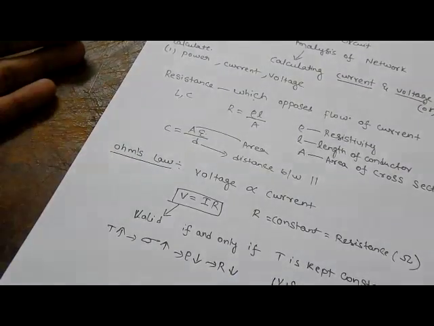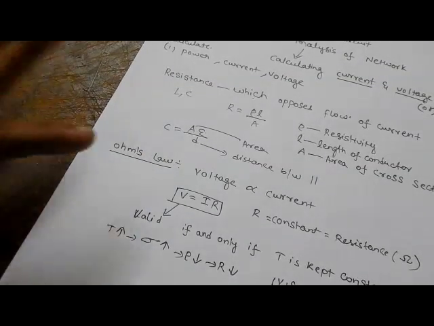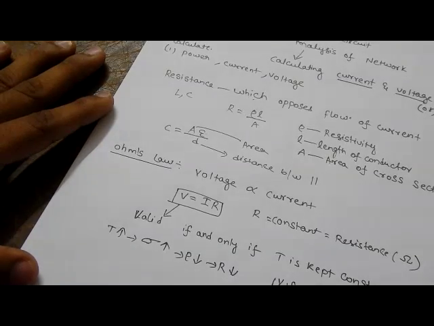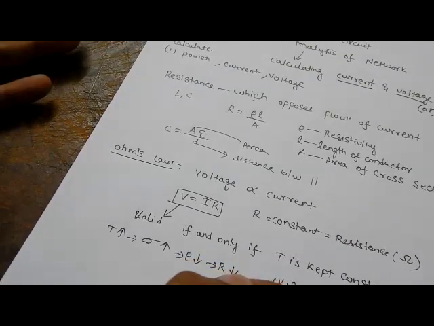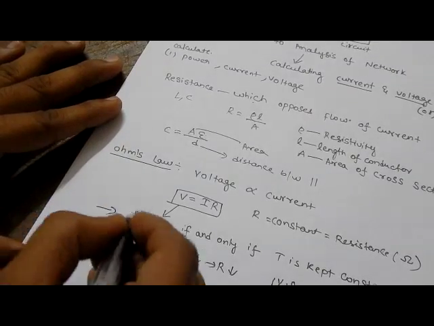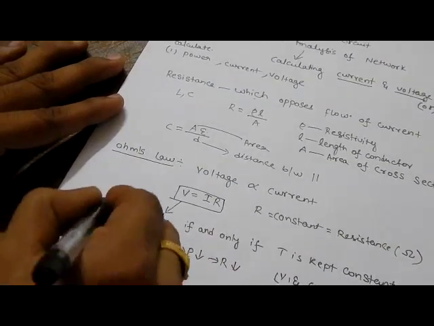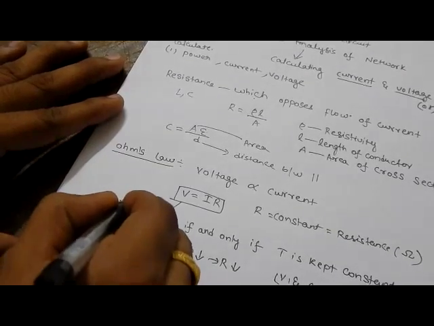So what does Ohm's law state? V is directly proportional to I. That means V by I is constant in every case. When we change the temperature, the law is invalid. So it is not valid when the temperature is not constant. This is very, very important for our concept.